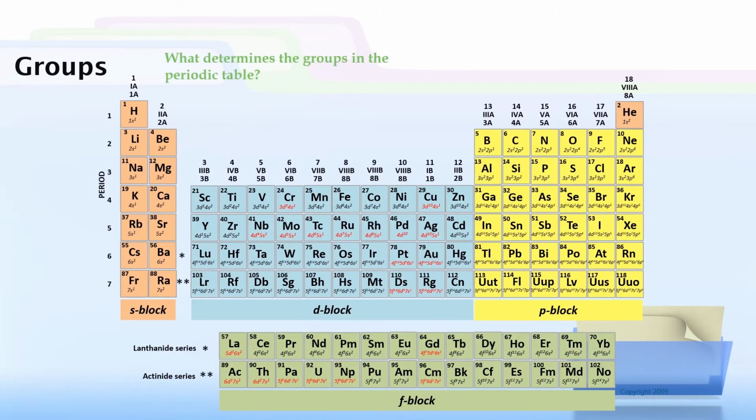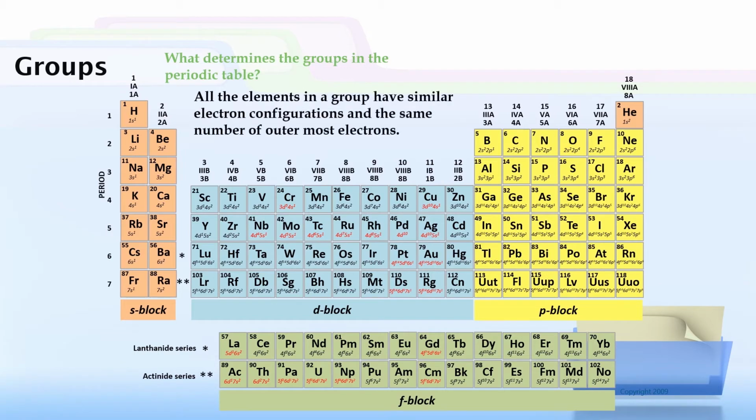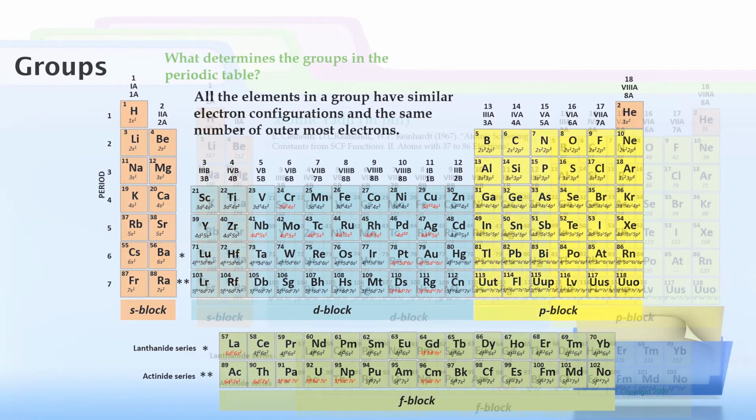What determines the groups in the periodic table? Well, looking at the electron configurations, we see that all the elements in a group have similar electronic configurations and the same number of valence electrons in the outermost orbits. The filling of the d and f orbitals, which we get into when we get into the d block elements, adds substantial numbers of valence electrons into the outer shell and complicates things just a bit.